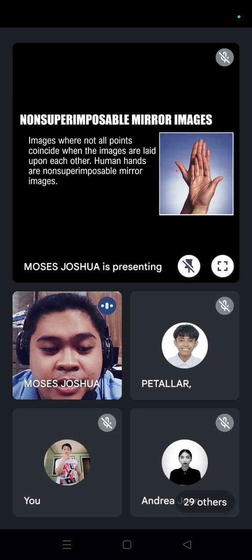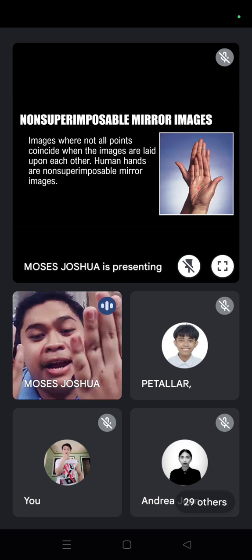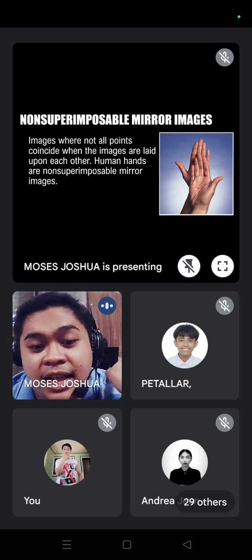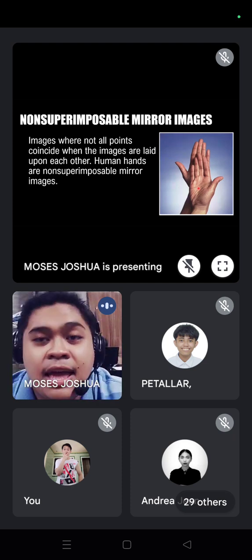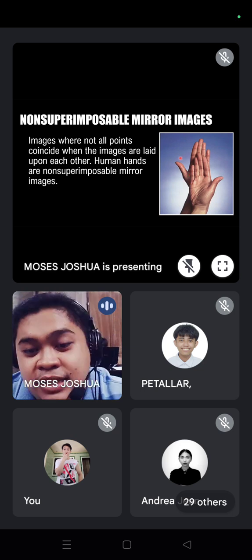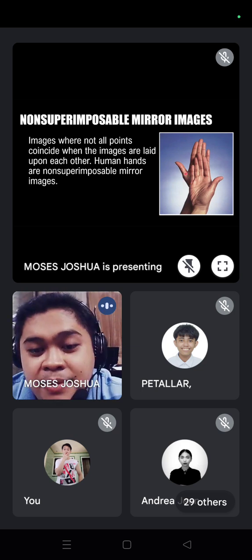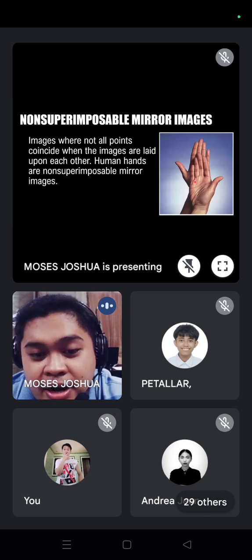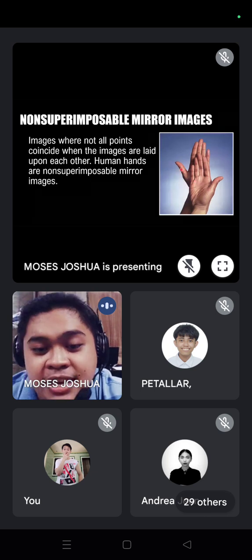So as you can see, our right hand, if we compare it with our left hand, of course it is not the same. Only the middle fingers of the right and left hands are the same, right? So again, not all points. Our thumb is not in the same place, and our pinky does not coincide on the other side, because that spot is designated for the thumb.